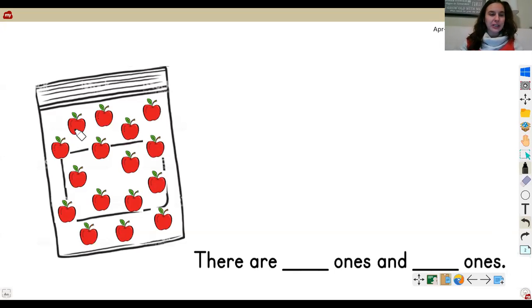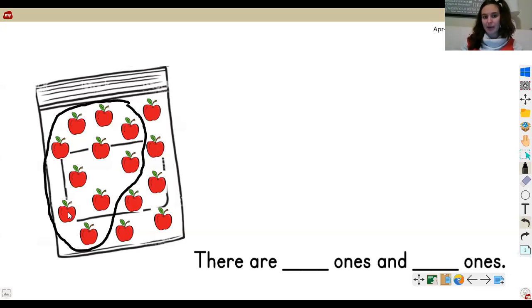So 1, 2, 3, 4, 5, 6, 7, 8, 9, 10. So I'm going to circle. 2, 3, 4, 5, 6, 7, 8, 9, 10. So I double checked that I circled 10.